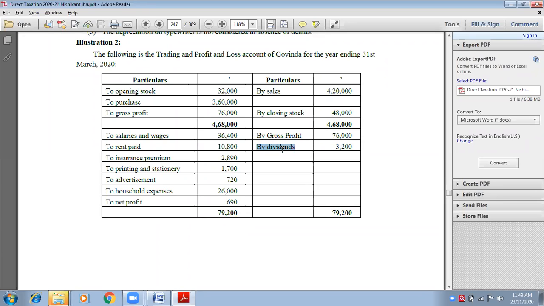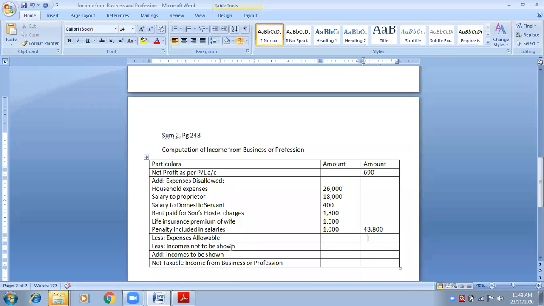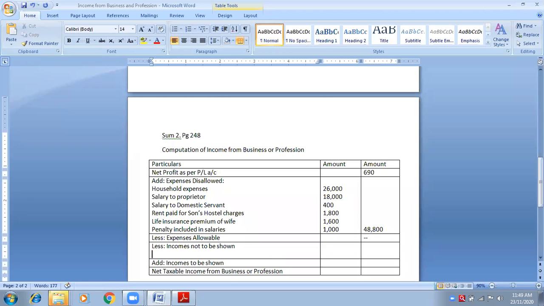The last head of income is income from other sources. It is not related to income from business or profession. I agree it is income, but it is not income from business. It is income from other sources. So dividend 3200 will be discarded. Remember, those incomes which are to be discarded will be deducted.